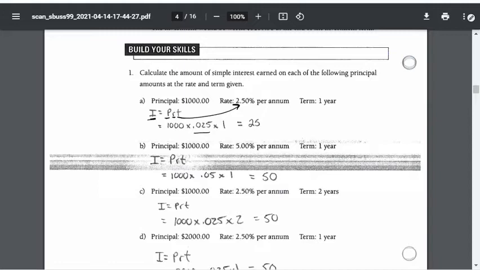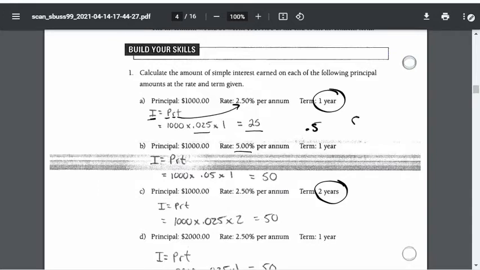And then you have to change it by the time. So if it's 1 year, which in this case it is, times by 1. If you look at this one, it's 2 years, so you're getting that interest twice, and that's why you're multiplying it by 2. So you go through, it's 1,000 times 0.025 times 1, and it's 25, which means you're going to get $25 extra on your principal that you put in, or if it's a loan, you're going to have to pay that $25 extra.